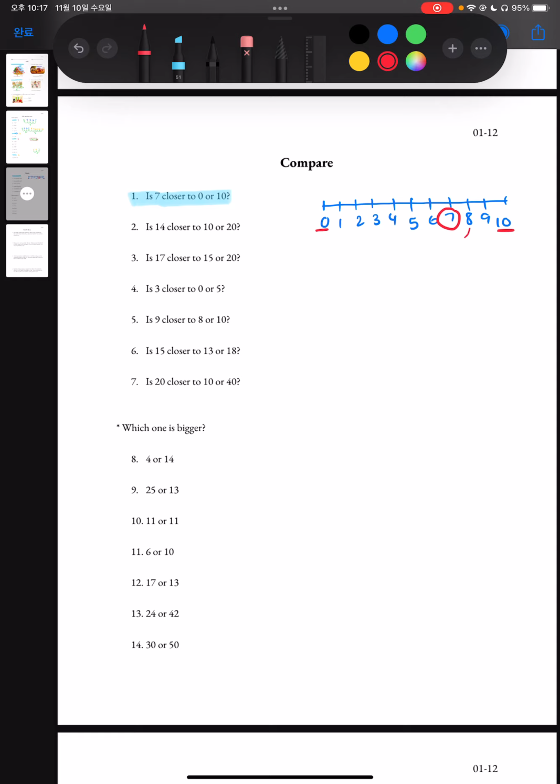7 is 1, 2, 3 steps away from 10, and 1, 2, 3, 4, 5, 6, 7 steps away from 0. So we can say that 7 is closer to 10.